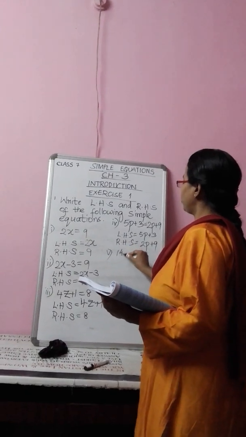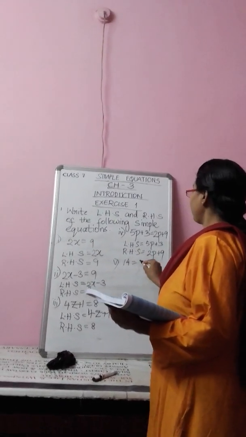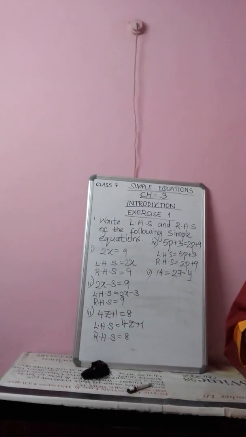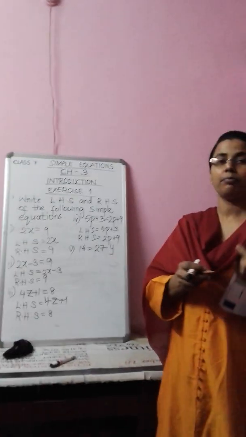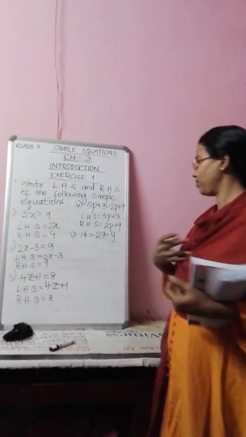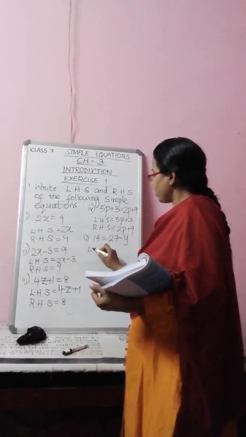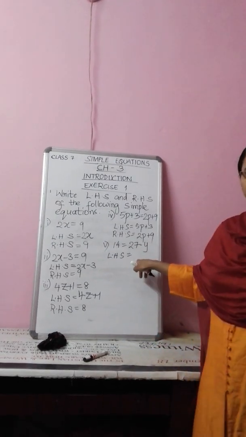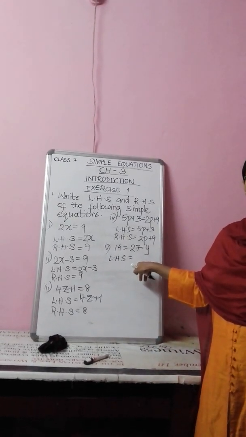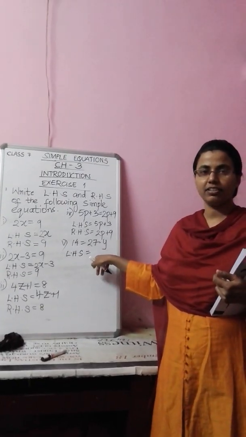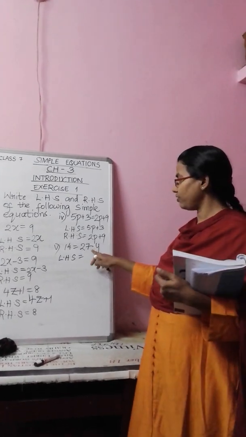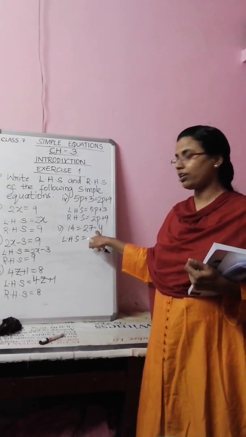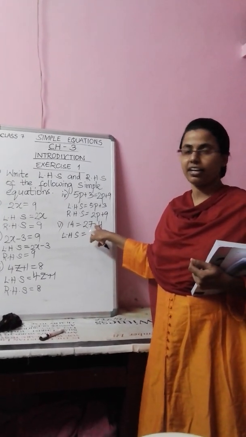Fifth one. 14 is equal to 27 minus y. Now, what is L.H.S here? Shall I write this 27 minus y? No, very good. Why we should not write this? Which side is this 27 minus y? It is there in the R.H.S.